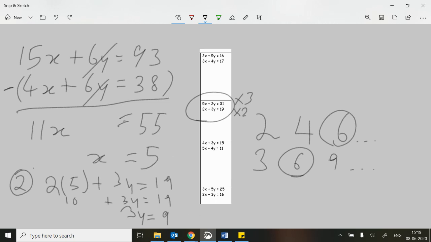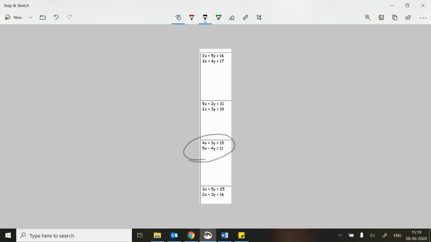Okay, the third question here. We've got this one here. Now again, let's look at the numbers in the middle. We've got 3y and 4y. Even though the signs are different, it doesn't matter. So in the 3 times table, we've got 3, 6, 9, 12. 4 times table, we've got 4, 8, 12, 16.